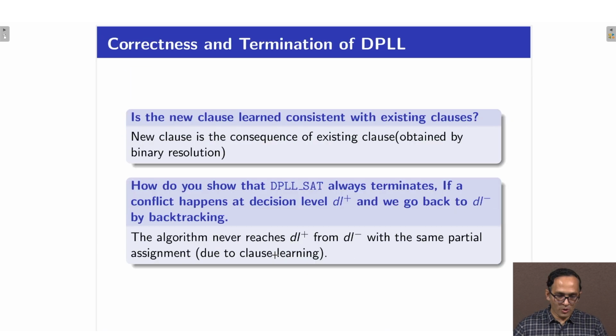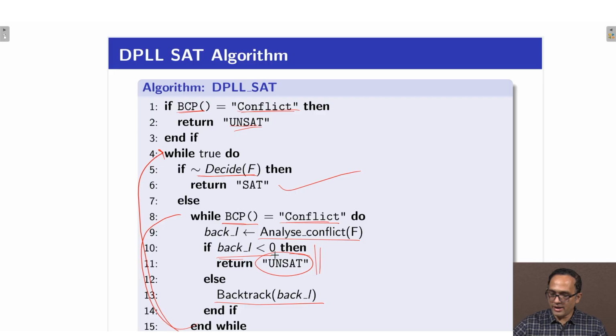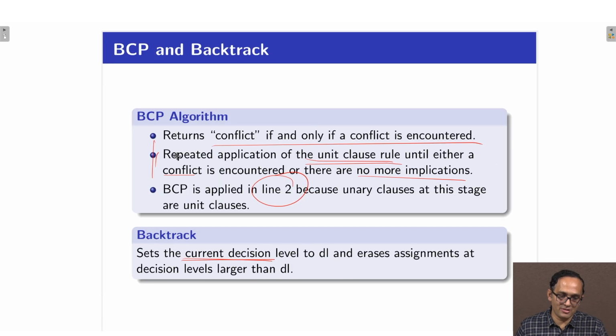One thing we first have to understand is the correctness and termination of this DPLL. You see here I have an infinite loop, while true. Will this keep continuing, or will it terminate? That is the first question. And we are adding these clauses to the original clauses, so is it consistent with the original clauses? That we should understand.